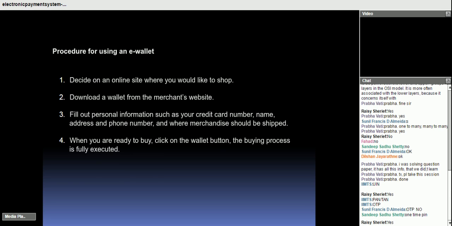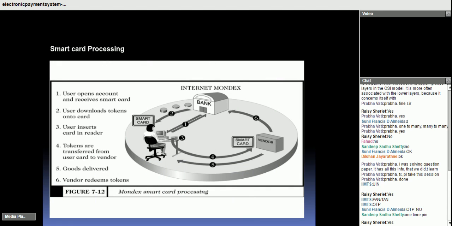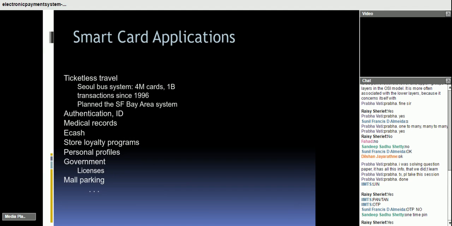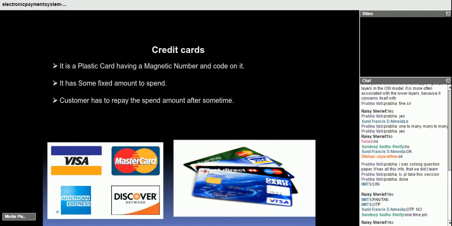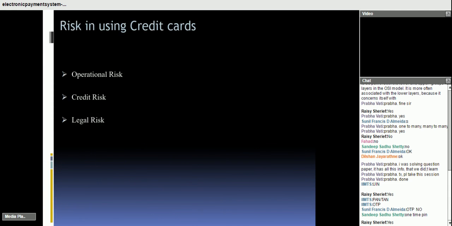E-wallet we have already seen. Smart cards we have seen. Credit cards we have seen.